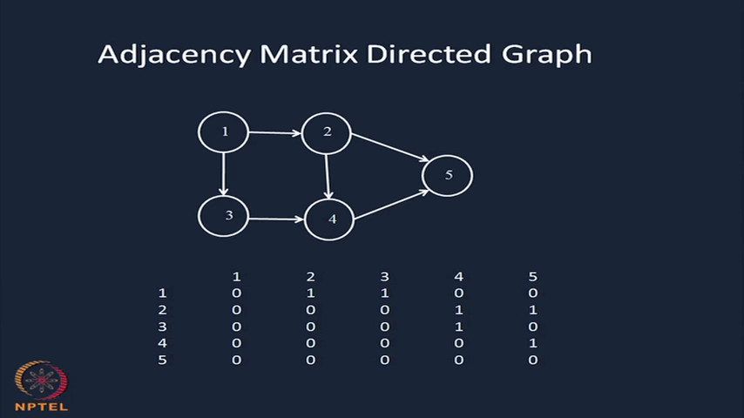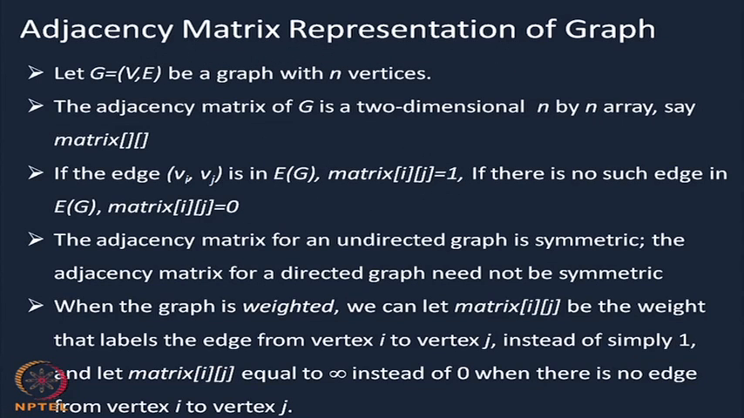For the second row, only from 2 to 4 and 2 to 5 there is a path. So, these two are 1 and 1 only for the second row. Like this way you are putting the next elements. So, therefore, if there is one edge or path from one vertex to another vertex, the corresponding element [i][j] will become 1. If there is no path, the corresponding element will become 0.